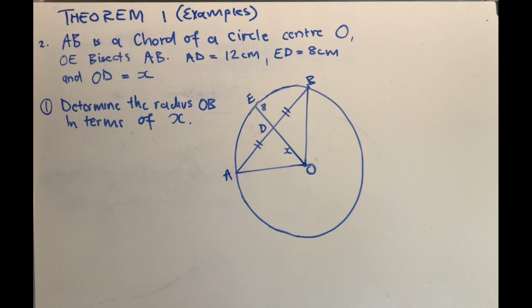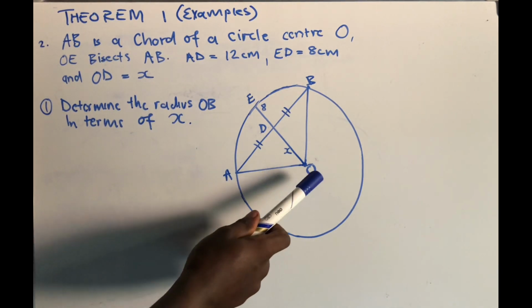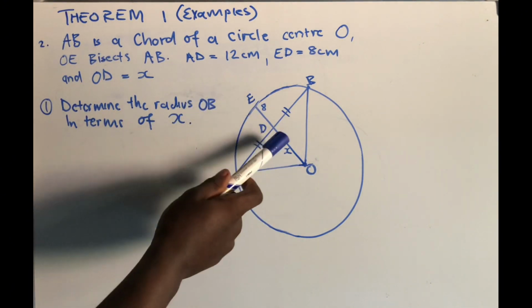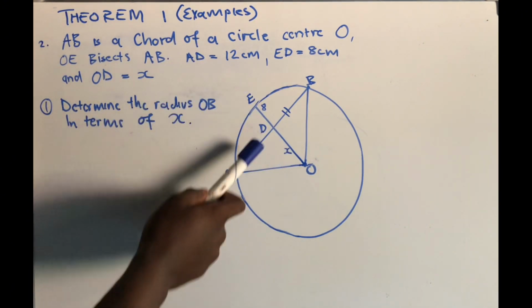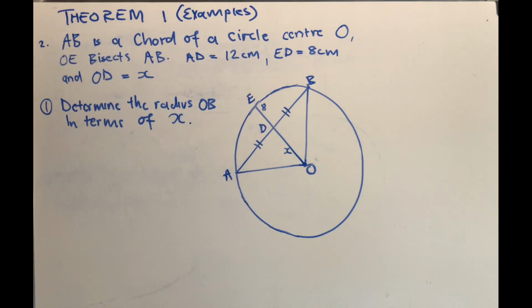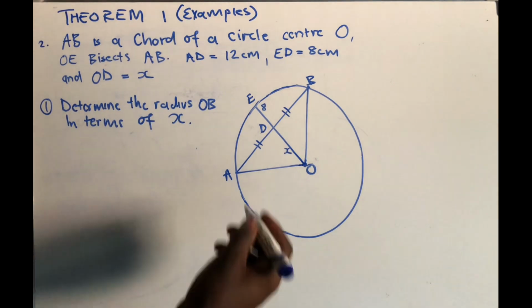This is our second example. It says AB is a chord of a circle center O. OE bisects AB. We know if something bisects, it means it cuts that thing into 2 equal halves. Then they say OE bisects AB. You can see it cut AB here into 2 equal halves. AD is equal to 12 centimeters.